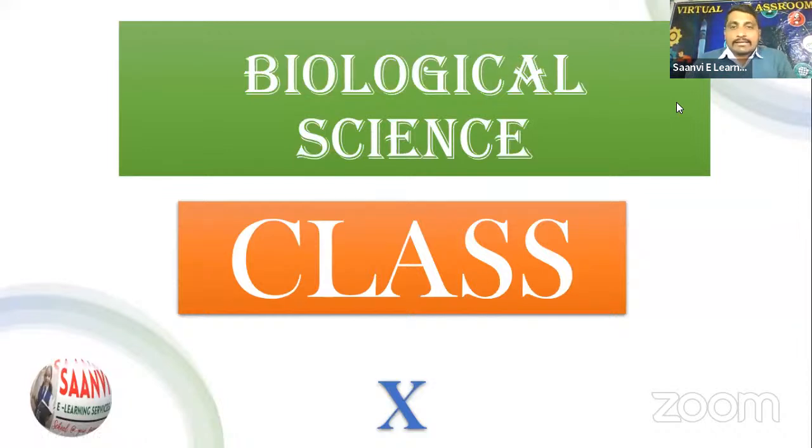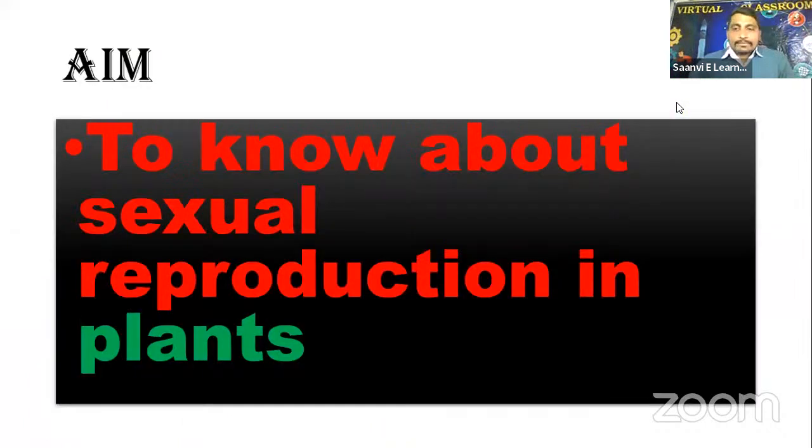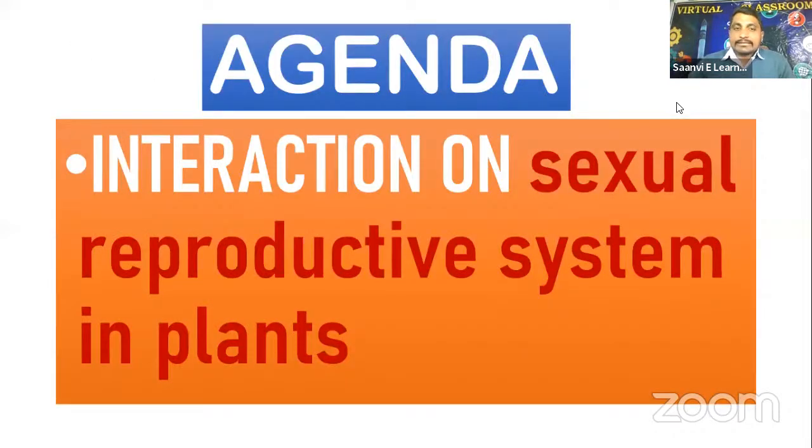Biological science, class 10. The aim is to know about sexual reproduction in plants, the sexual reproductive system in plants. The agenda is interaction on the sexual reproductive system in plants. So before going to know about sexual reproduction, we have to know the system. What system is there?